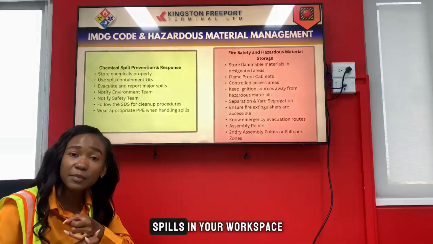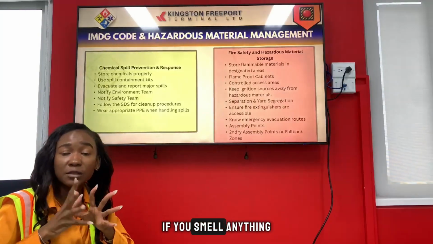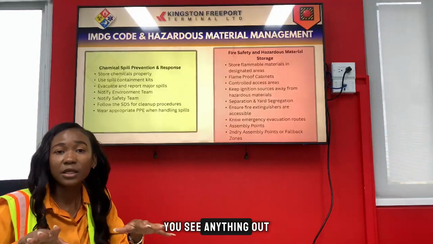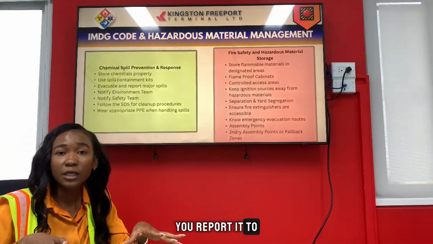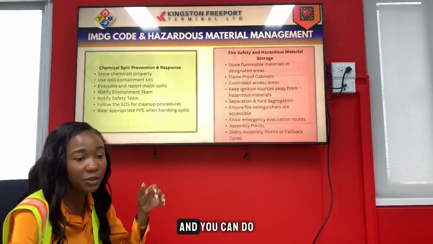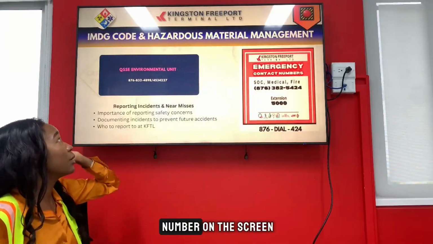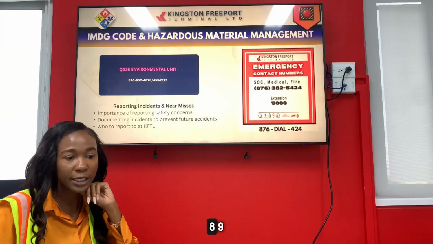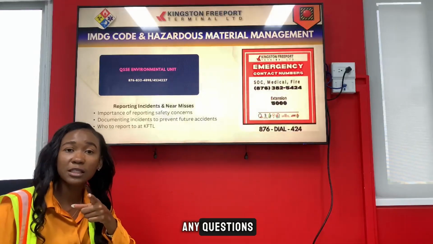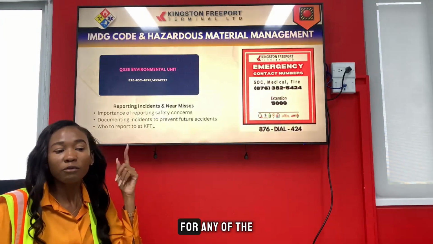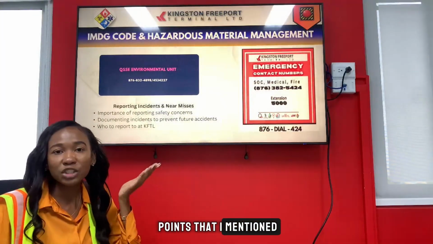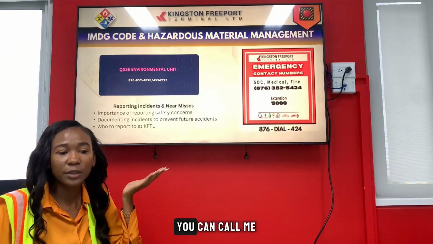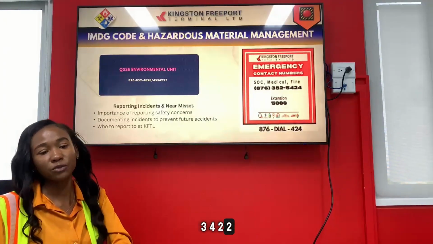If you observe any spills in your workspace, if you smell anything out of the ordinary, or see anything out of the ordinary, you report it to the environment and safety team. You can do so by calling the number on the screen. It's 876-832-4898. If you have any questions or you need further clarification on any of the points that I mentioned and discussed in this presentation, you can call me at 453-4227.